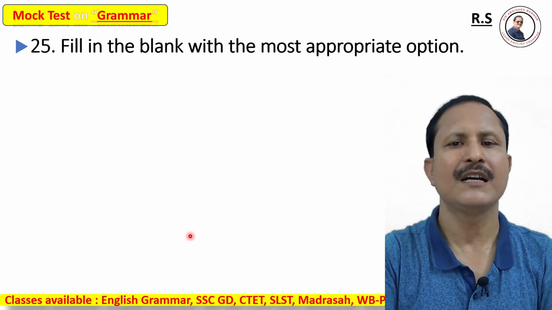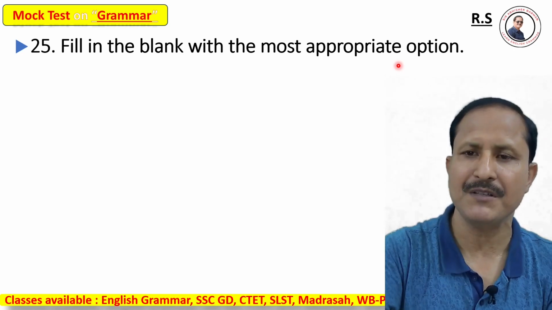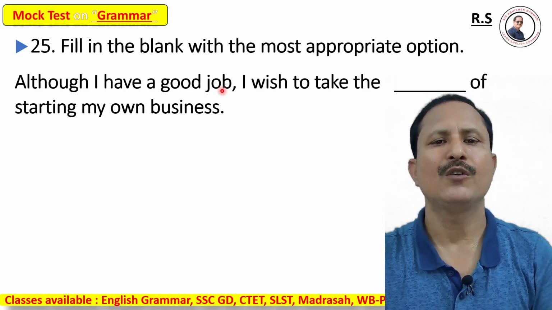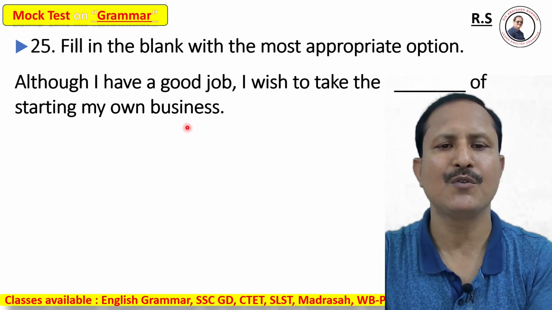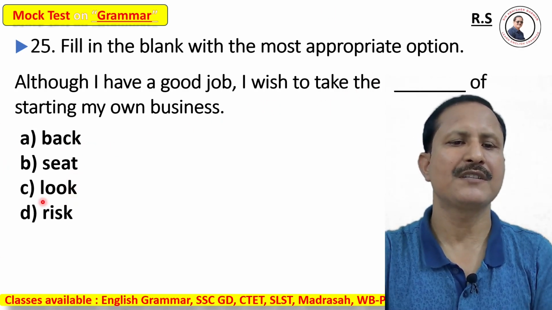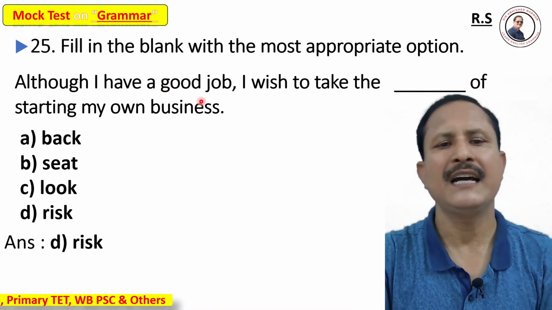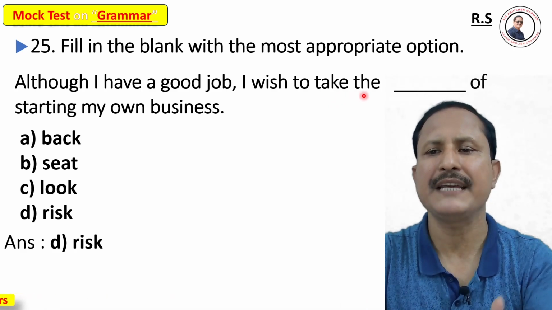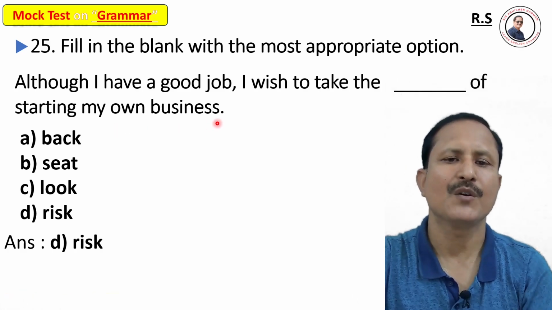Now, question number 25, the last question. Fill in the blank with the most appropriate option. The blank should be replaced by the appropriate word given in the options. Although I have a good job, I wish to take the dash of starting my own business. Options: option A, back. Option B, sit. Option C, look. Option D, risk. Here, the right answer would be risk. Although I have a good job already, I want to take the risk of starting my own business.